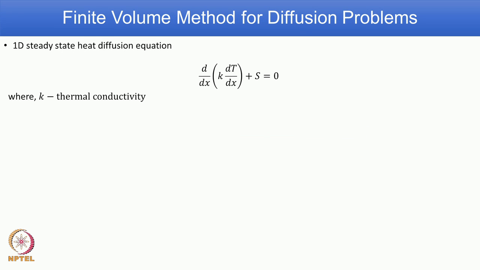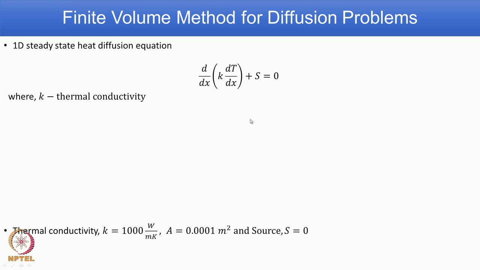We would like to get a feel of how this is actually implemented. For that, we take a one-dimensional steady state heat diffusion equation as shown here, d by dx of k dT by dx plus S equal to 0, where k is the thermal conductivity, and for the problem that we are going to explain, k is given as 1000 watt per meter Kelvin, and the area is 0.0001 meter squared, and there is no source term. That is a very simple situation without anything, it is just heat diffusion.